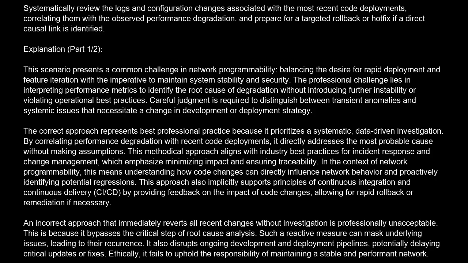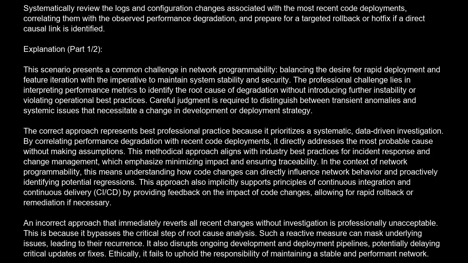Explanation. This scenario presents a common challenge in network programmability, balancing the desire for rapid deployment and feature iteration with the imperative to maintain system stability and security. The professional challenge lies in interpreting performance metrics to identify the root cause of degradation without introducing further instability or violating operational best practices. Careful judgment is required to distinguish between transient anomalies and systemic issues that necessitate a change in development or deployment strategy.